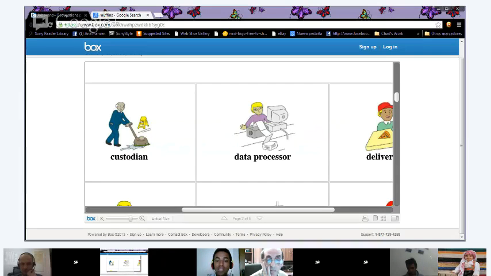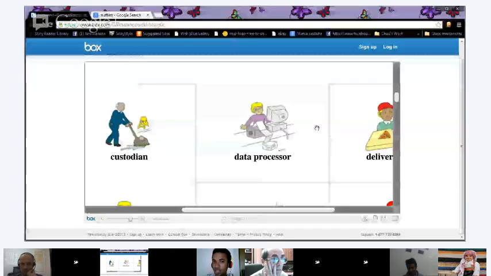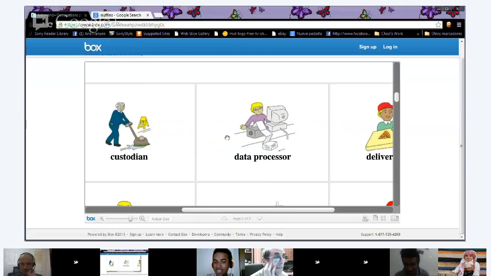Great. Data processor. Okay, so Emir, go ahead and read this word for me, please. Data processor. Okay, that's processor. Data processor. So what would a data processor be good for? What sort of things would they process? He brought some information.